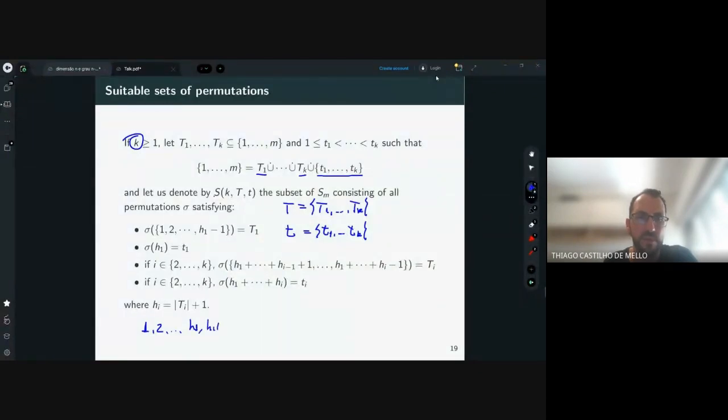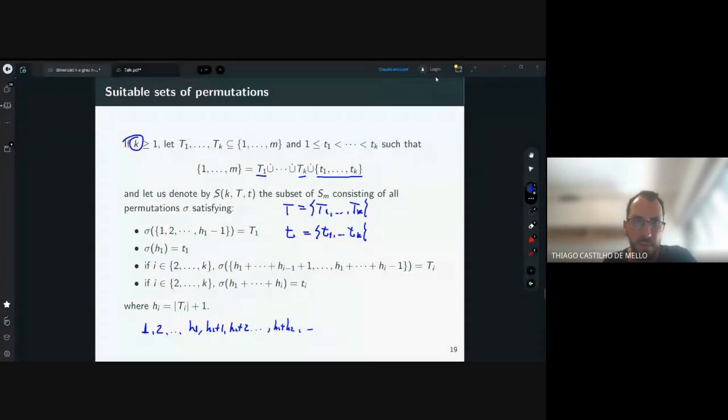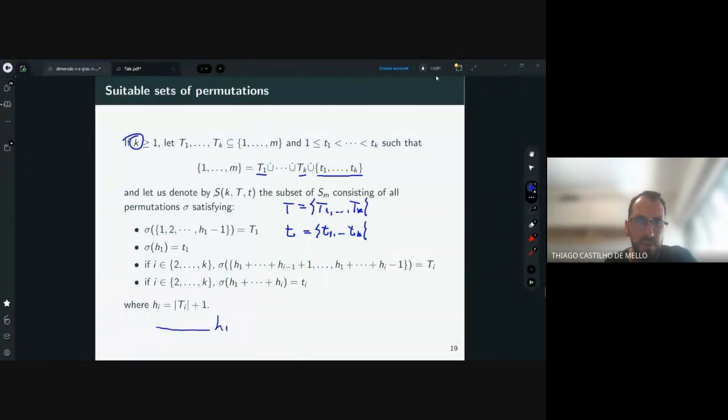Then h1 plus 1, h1 plus 2, and so on, until h1 plus h2, and so on. We are going to consider these blocks of elements here. So I'm going to erase this and write this again. So we have this first block, then we have h1, another block, h1 plus h2, and so on, until h1 plus hk. Okay? And we are considering this set here, that is a subset of the permutations of n elements.